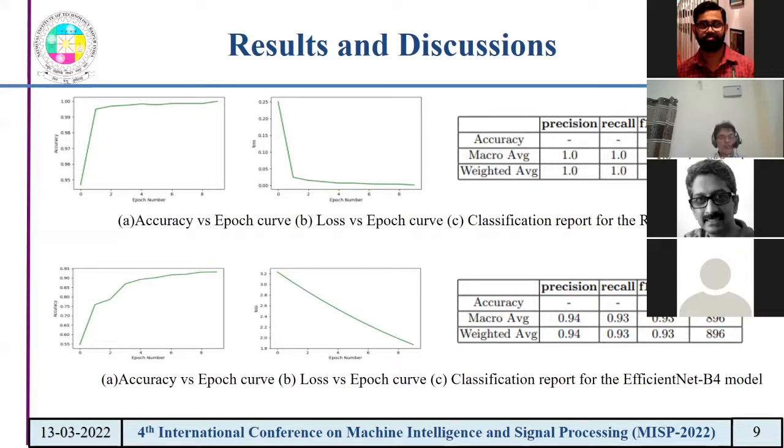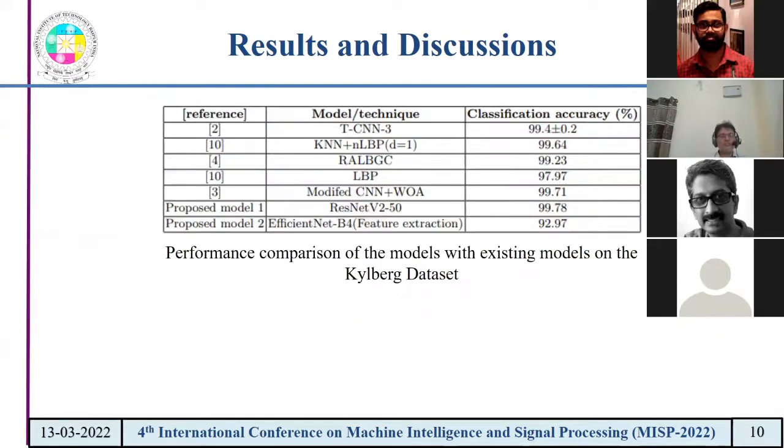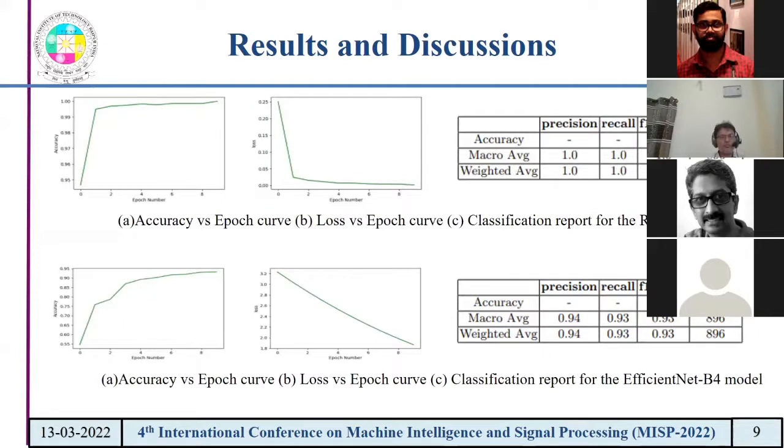Whatever graph you show, that should be very clear to the audience. Can you measure how much accuracy you got from the graph? If you are not able to do that, then there is no point in showing such graphs. Whatever you show should be very meaningful, so we should understand it.